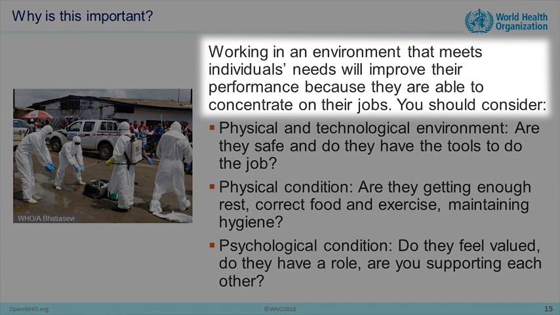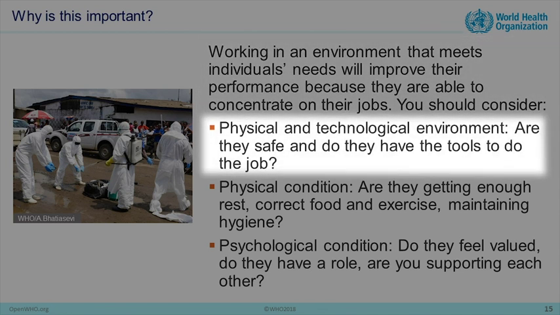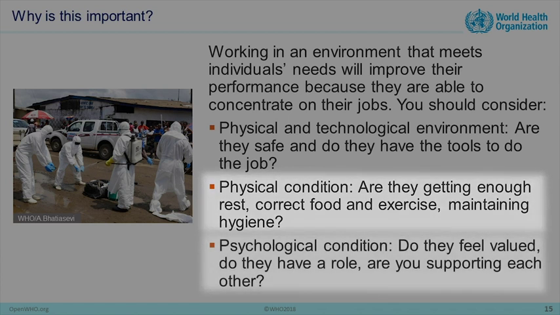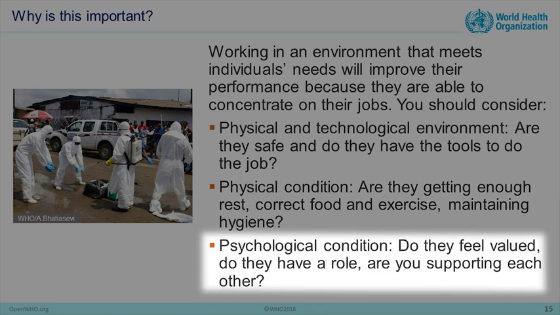Working in an environment that meets individuals' needs will improve their performance because they're able to concentrate on their jobs. You should consider the physical and technological environment. Are people safe and do they have the tools to do the job? Physical condition. Are they getting enough rest, correct food and exercise, and maintaining hygiene? And their psychological condition. Do they feel valued? Do they have a role? Are you supporting each other?